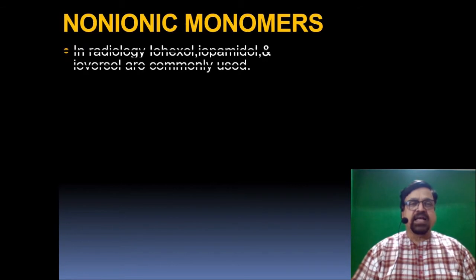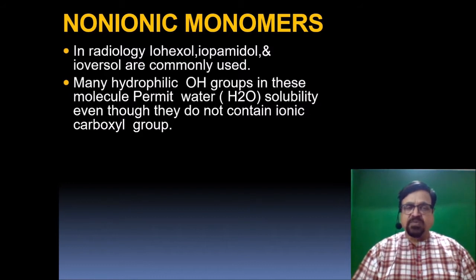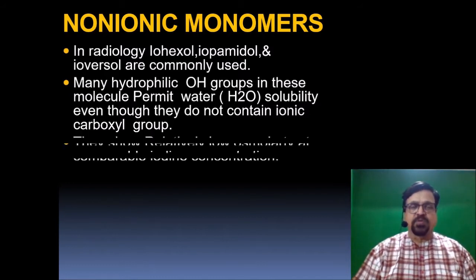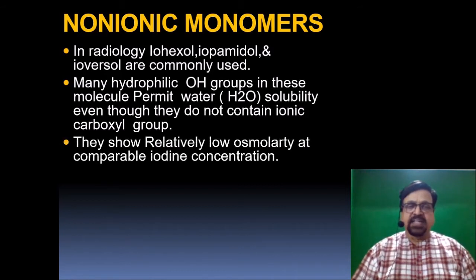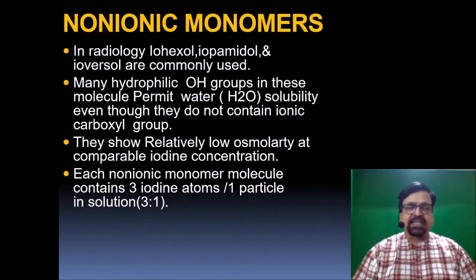Now, non-ionic monomers. In radiology, iohexol, iopamidol and ioversol are commonly used non-ionic monomers. Many hydroxyl groups in these molecules permit water solubility even though they do not contain an ionic carboxyl group. So they are water soluble, in other words. They show relatively low osmolality as compared to the iodine concentration. Each non-ionic monomer molecule contains 3 iodine atoms per 1 particle in solution. That ratio comes to 3:1.